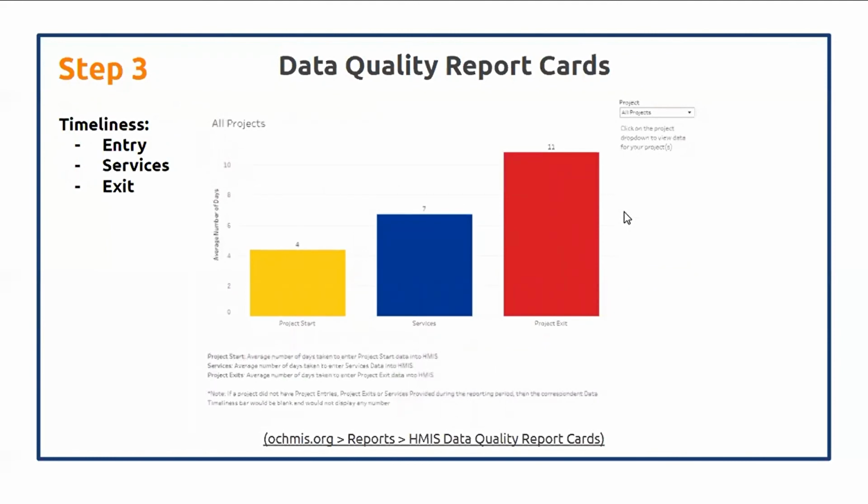And the second tab of the report cards looks at timeliness. So this shows the average number of days it takes to enter project start, services, and exit data in HMIS. And you also can see this information for the whole system or for each project of your agency. So for example, we can see that the timeliness for exit was 11 days last quarter for all the projects combined. And remember that our threshold is 3 days. So this should be like a warning sign for all of us. And what's important here is that it allows us to identify the areas in which we need to work.